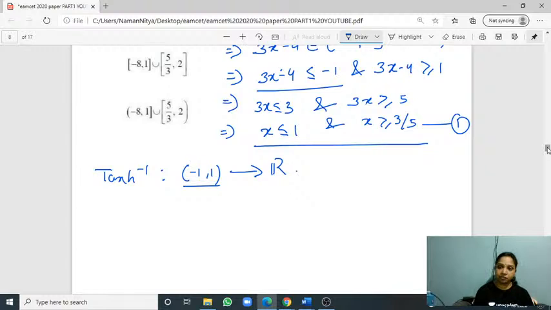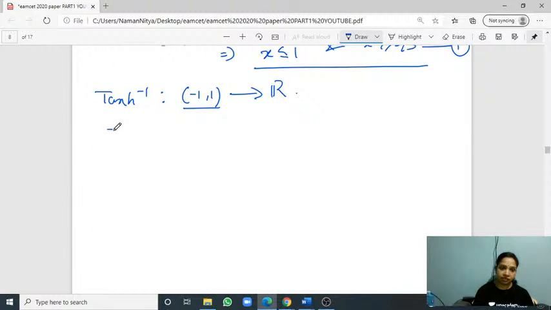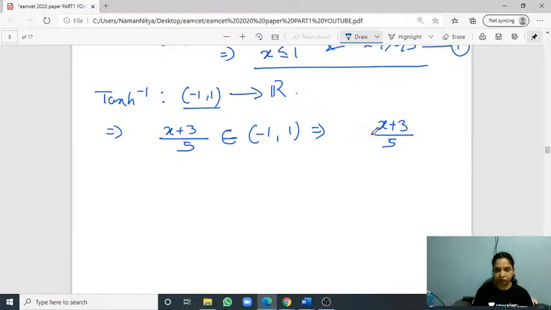So here in place of x, what do we have? x plus 3 by 5. Just check it out. x plus 3 by 5. So I can say x plus 3 by 5 belongs to minus 1 comma 1. So what is the meaning of this? This implies x plus 3 by 5 is greater than minus 1 and less than 1. So just solve this inequality, and you are getting the range for x.